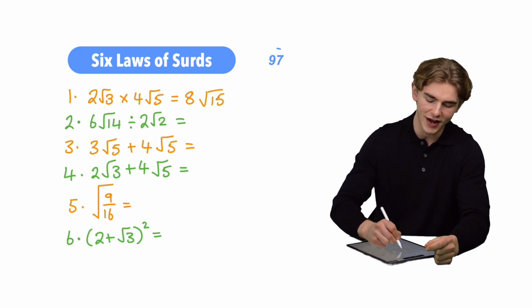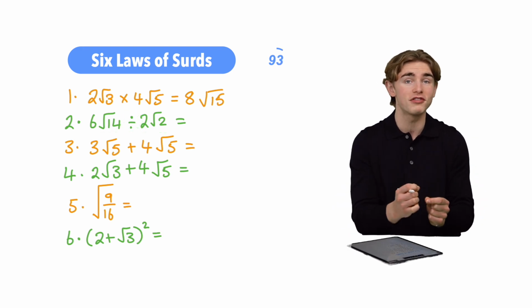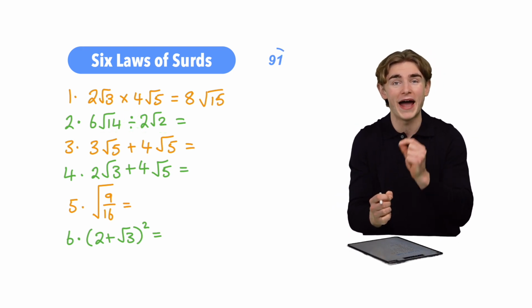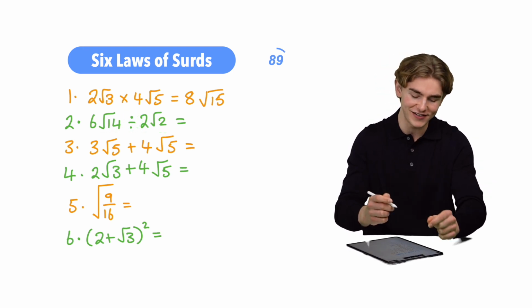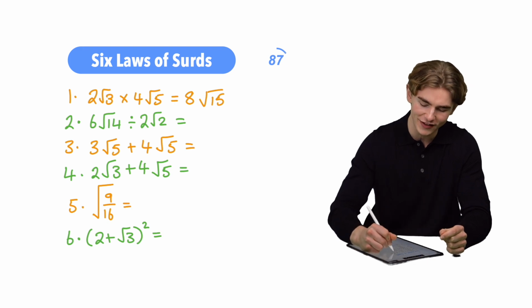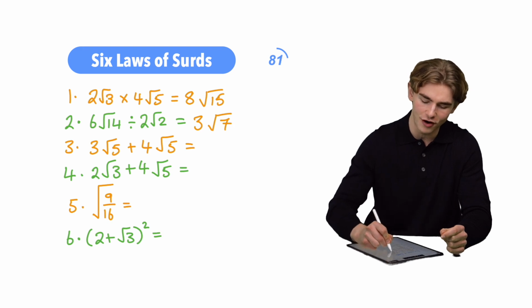What about the second one then, guys, which is dividing one surd by another? What are we going to do? Very similar to multiplying. We're going to divide the number outside by the number outside and the number inside by the number inside. Let's get it done. On the outside, we're going to have 6 divided by 2. That is going to be 3. And on the inside, we're going to have 14 divided by 2. That is going to be 7, giving us our answer of 3 root 7.